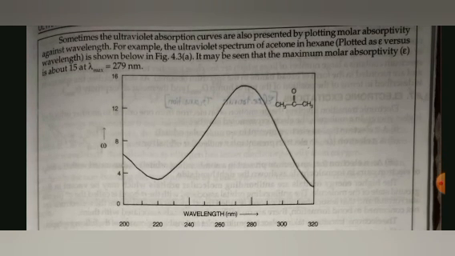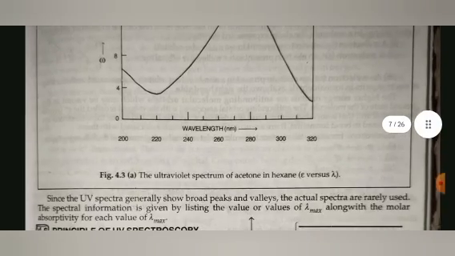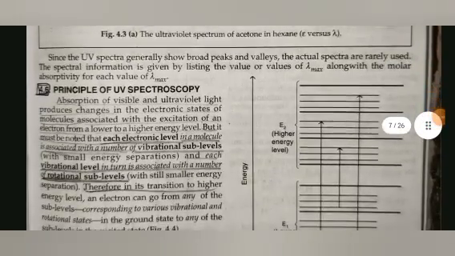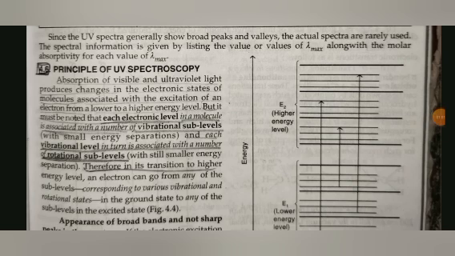Sometimes the ultraviolet absorption curves are also presented by plotting molar absorptivity against wavelength. For example, the ultraviolet spectrum of acetone in hexane plotted as epsilon versus wavelength is shown below in figure 4.3a. It may be seen that the maximum molar absorptivity epsilon is about 15 at lambda max equal to 279 nanometers. Since UV spectra generally show broad peaks and valleys, the actual spectra are rarely used. The spectral information is given by listing the values of lambda max along with the molar absorptivity for each value of lambda max.